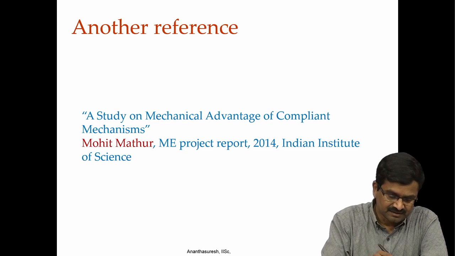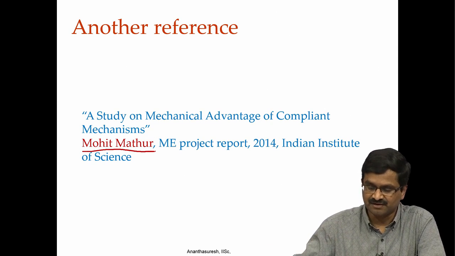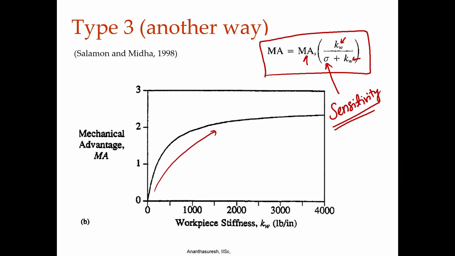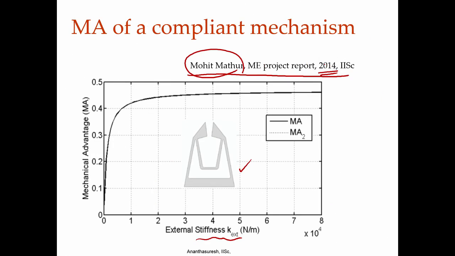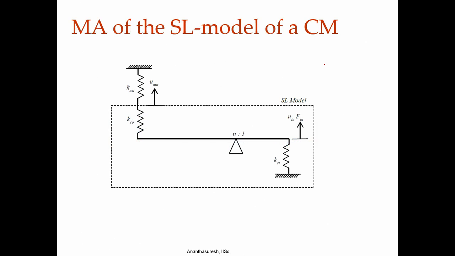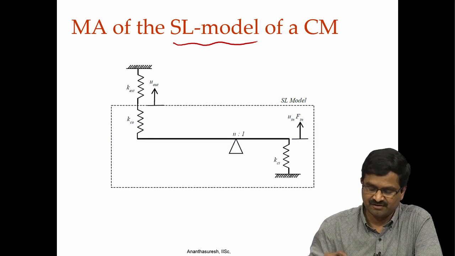Mohit Mathur had done some work on understanding this sensitivity that we just discussed, that is, what that sigma is: how sensitive is the mechanical advantage to workpiece stiffness. So, in fact, he had looked at this spring lever model, because that is a model of the compliant mechanism. We wanted to see whether it captures this mechanical advantage.